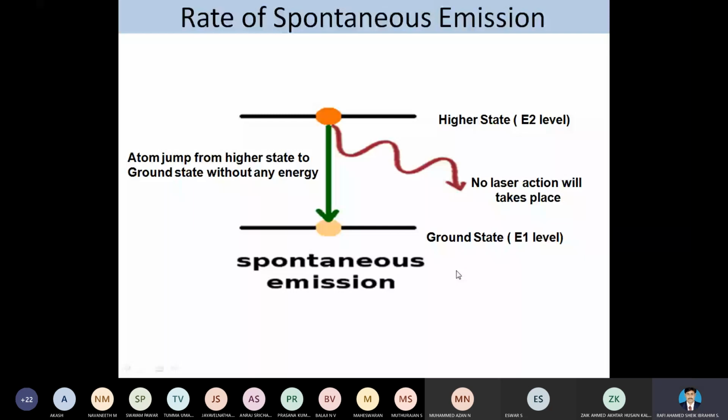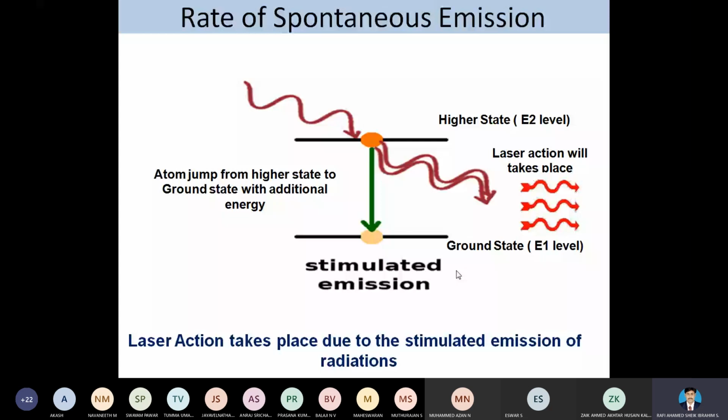Actually, I forgot to change this one. It's the stimulated emission. Sorry. See here, now the atom is in the higher state. When the atom in the higher state jumps to the ground state with additional energy, then the laser action will take place.